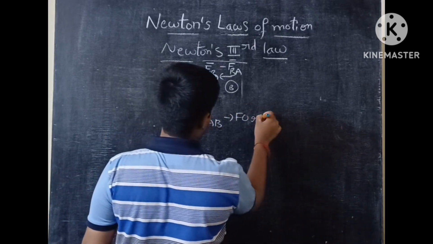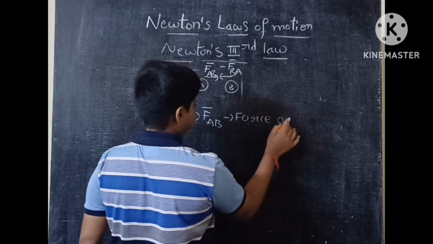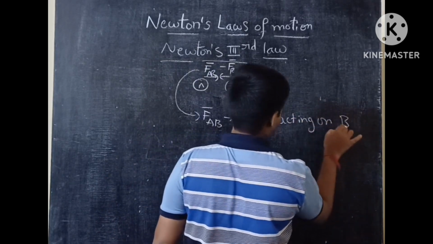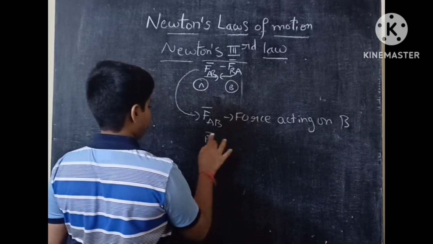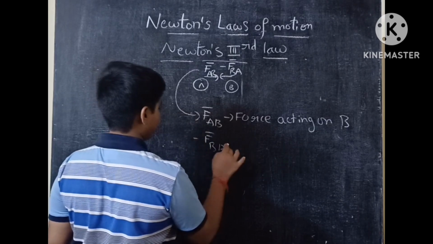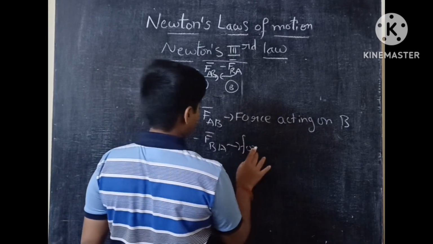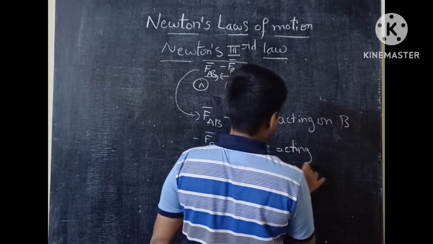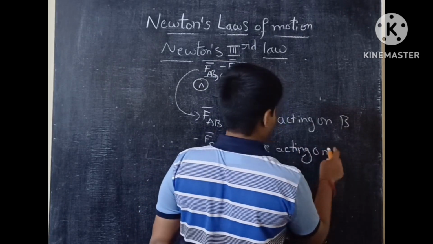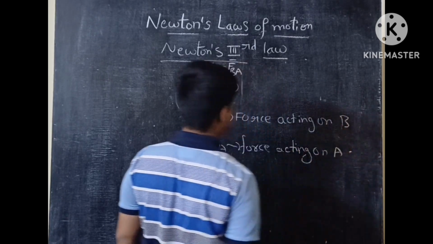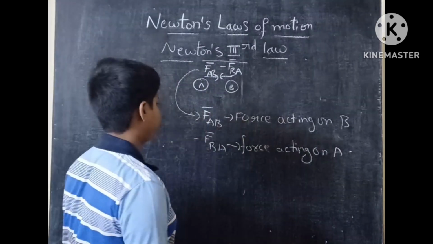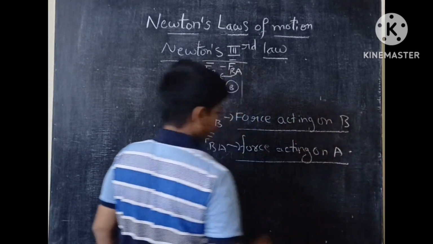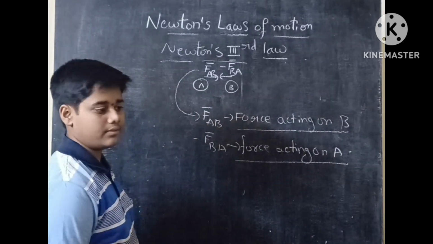Here FAB means force acting on B, and minus FBA means force acting on A. Okay, so these two are very important.